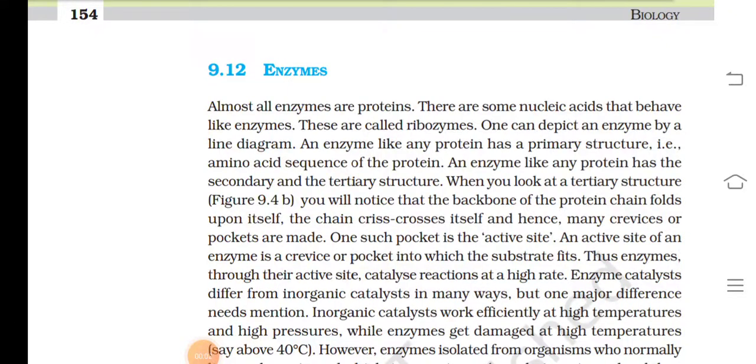Enzymes. Almost all enzymes are proteins. There are some nucleic acids that behave like enzymes. These are called ribozymes. One can depict an enzyme by a line diagram.